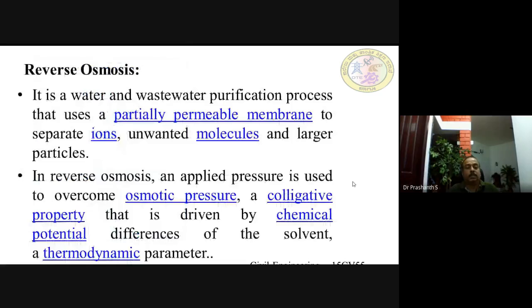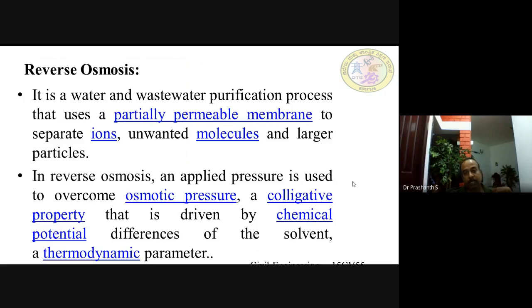Another sub-process is called reverse osmosis. It is a water and wastewater purification process that uses a partially permeable membrane to separate ions, unwanted molecules, and larger particles. In reverse osmosis, an applied pressure is used to overcome osmotic pressure, a colligative property that is driven by chemical potential differences of the solvent, a thermodynamic parameter.